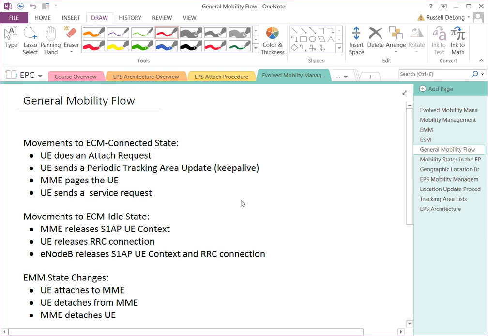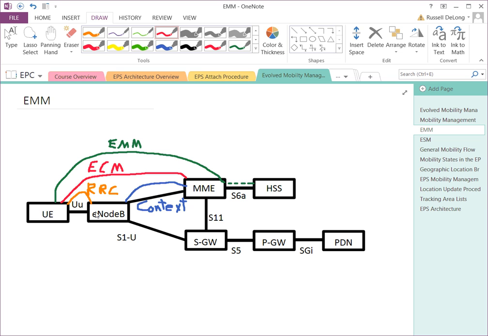All right, so now the general mobility call flow when the user is transitioning to and from these states. The user becomes ECM connected when he does an attach request. In the simplest example, he gets EMM registered and he gets ECM connected. He has to establish a signaling connection towards the MME in order to send a lot of his NAS messaging to say, hey, I want to create this ESM service, etc.